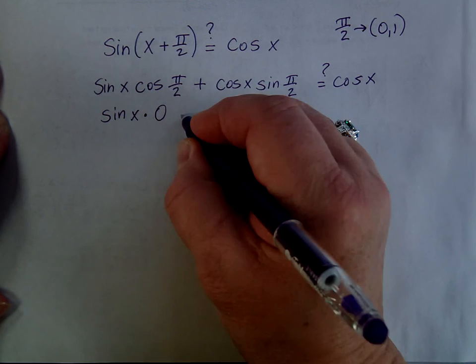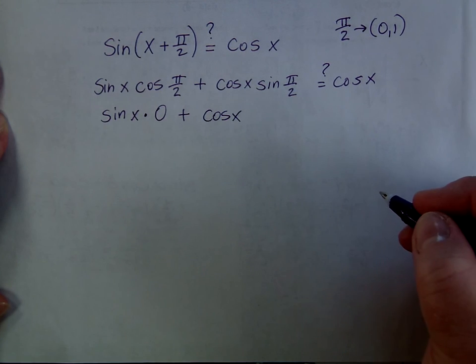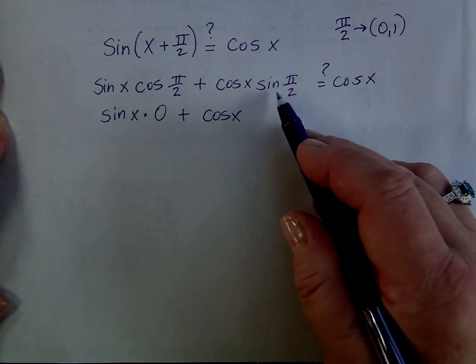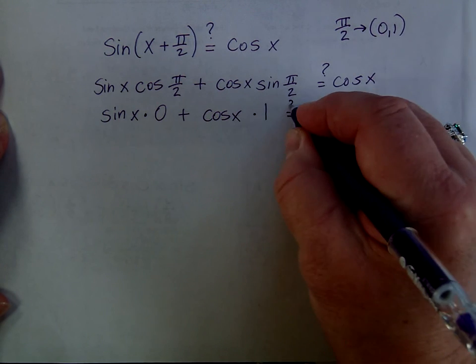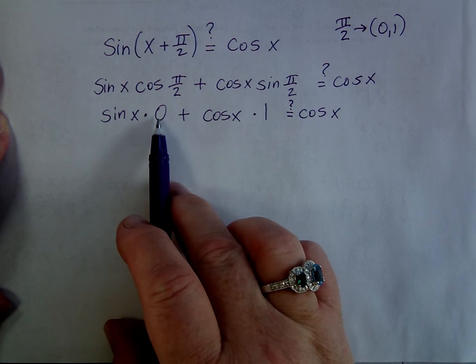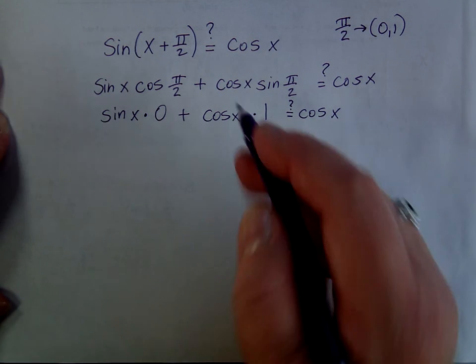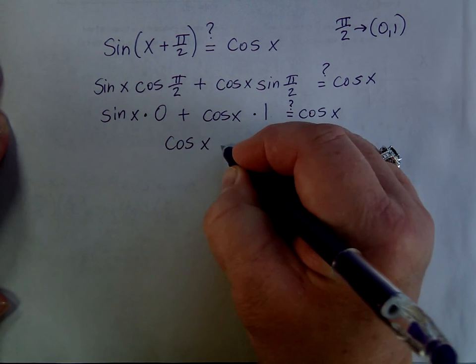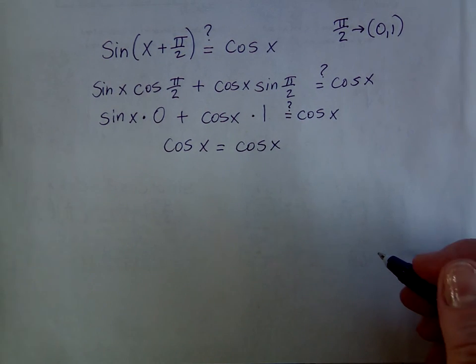Then I have a plus sign. Cosine of x, I don't know what x is, so it's just cosine of x. Sine of pi over 2 is the y value, that's a 1. The question is, does it really equal the cosine of x? Let's see. This is going to be 0. Sine times 0 is 0. This is going to be cosine times 1. That's cosine. So, yep, sine of x plus pi over 2 does equal the cosine of x. So this one is a verified one, and the identity does apply.